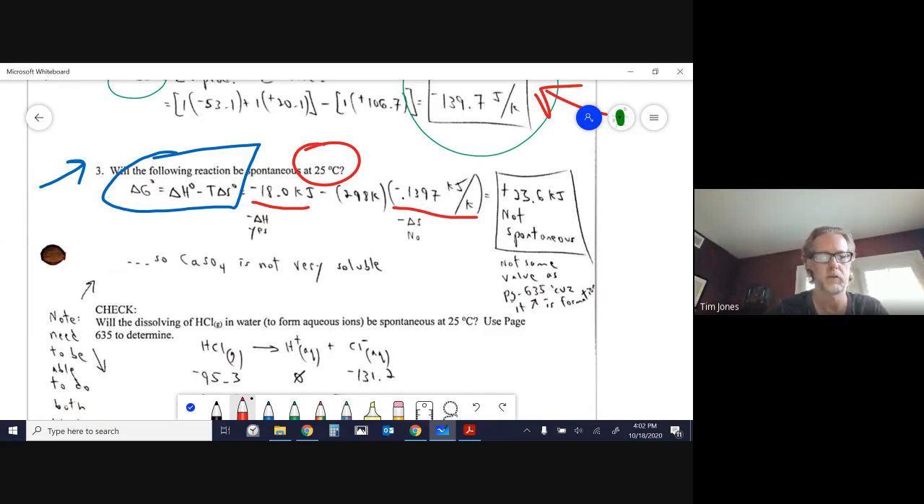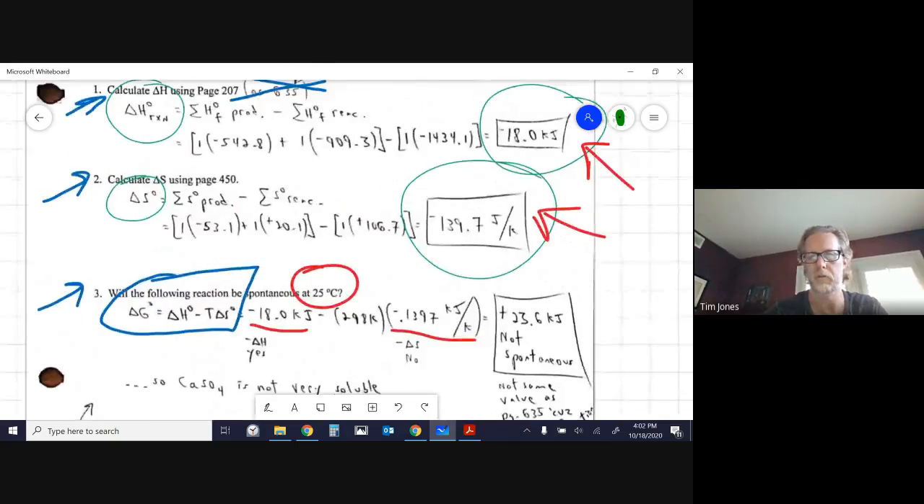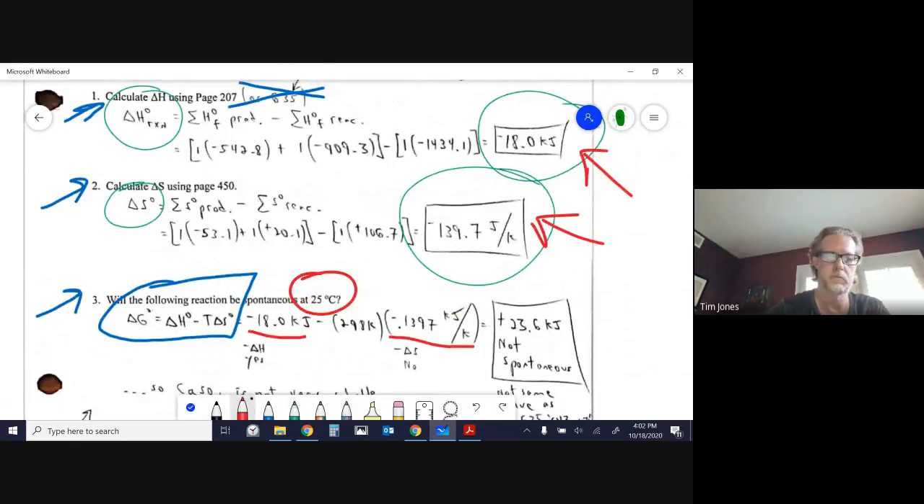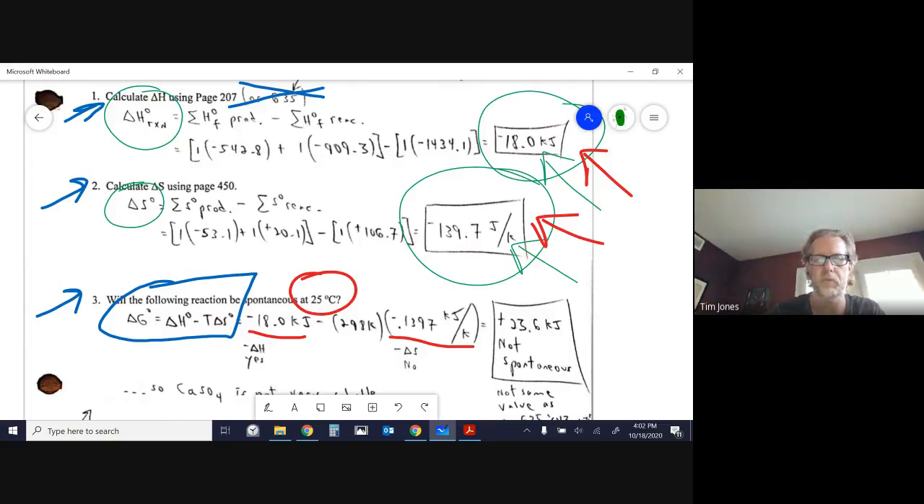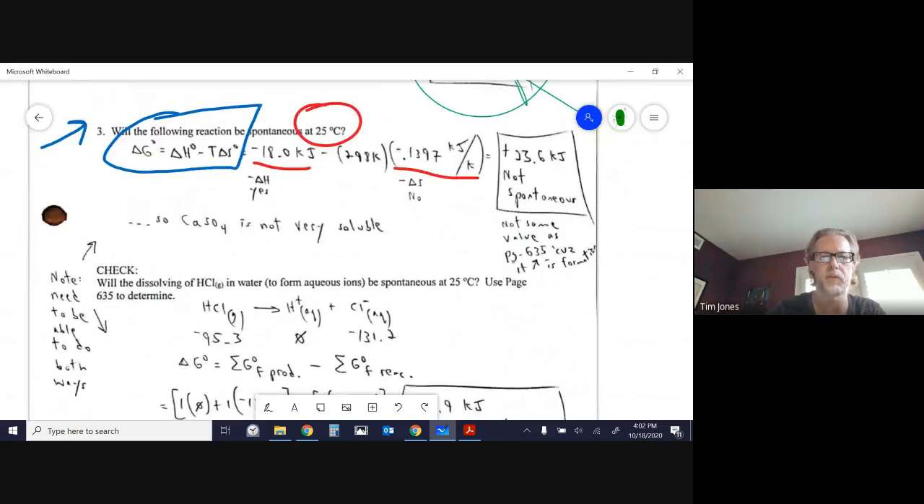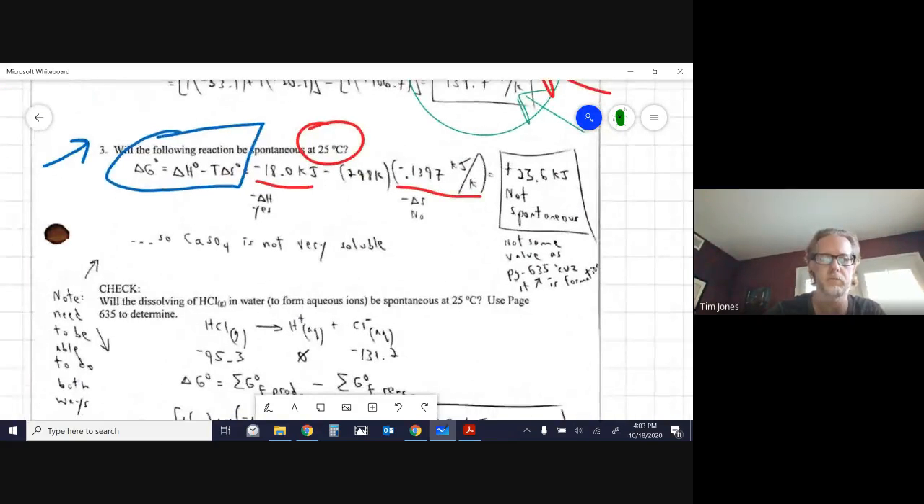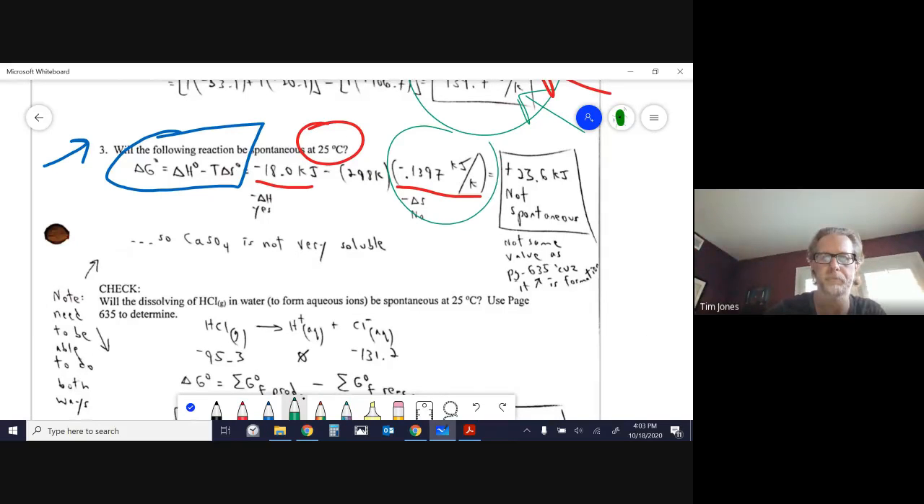If I go back up here, this is in kilojoules. This is in joules. And I chose just to go with kilojoules, and that's usually a good choice. That's why my value became 1,000 times, not 1,000 times bigger, 1,000 times smaller. Plug in the temperature in Kelvin because it says Kelvin right here.